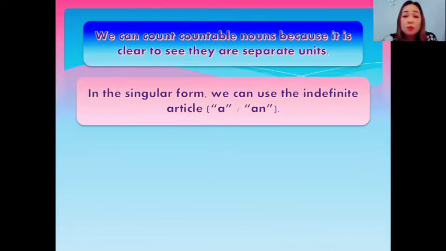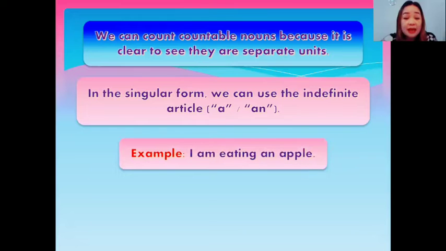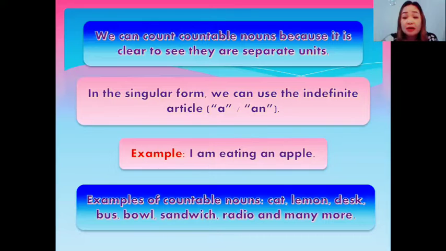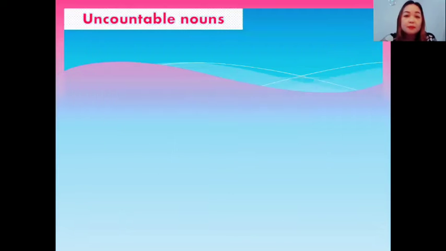In the singular form, we can use the indefinite article a and an. Example, I am eating an apple. Examples of countable nouns are cat, lemon, desk, bus, ball, sandwich, radio, and many more.